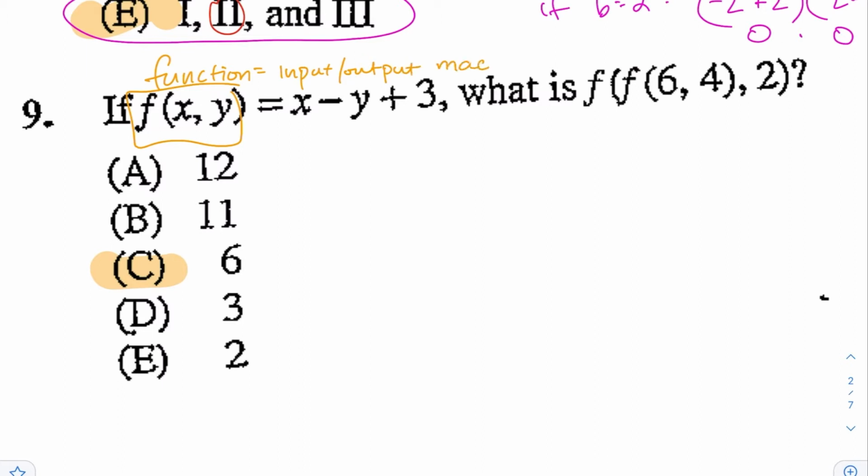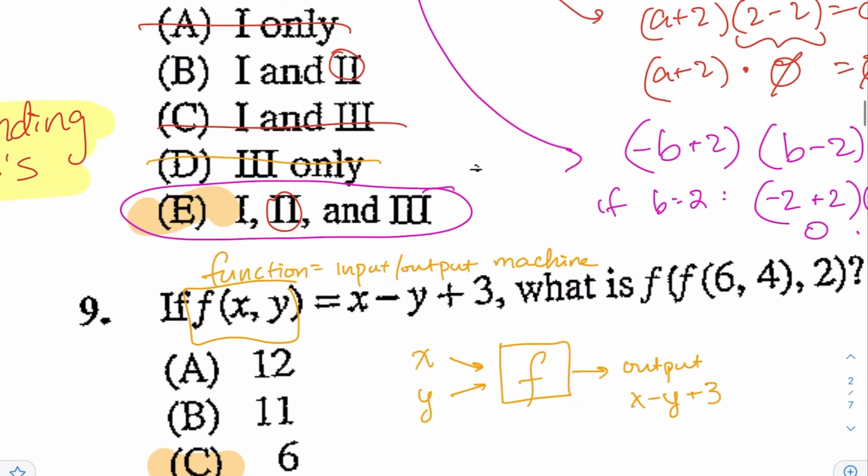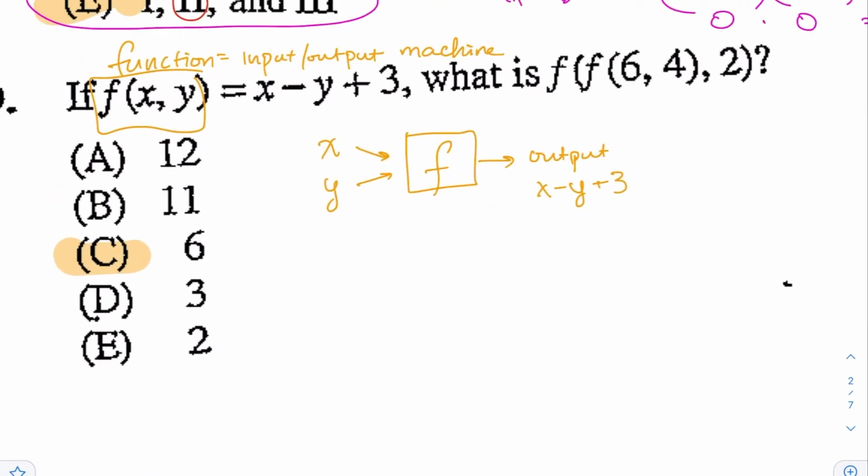So for this input-output machine, it's a little different because you take two numbers, x and y, you put them inside this machine, this function f, and it'll spit out an output. And this output is this rule, x minus y plus 3. You take the first number, subtract the second number, and then you add 3. So that's the rule. First number minus second number, and then add 3.